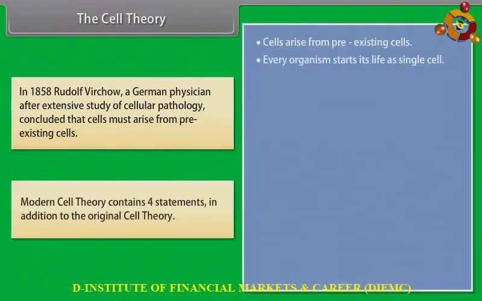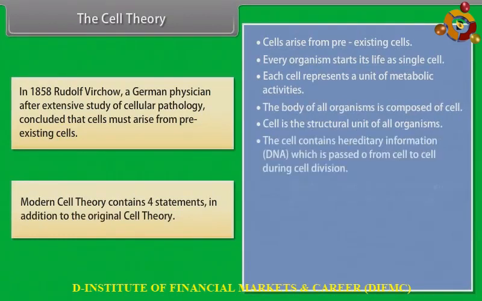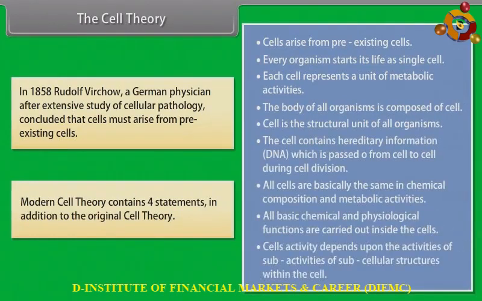Modern cell theory contains 4 statements in addition to the original cell theory.